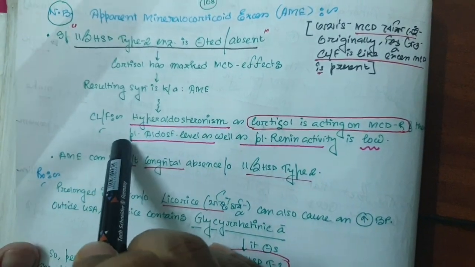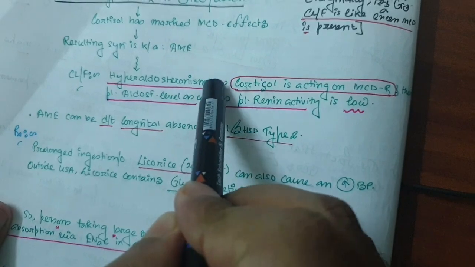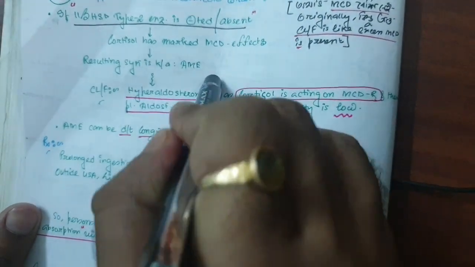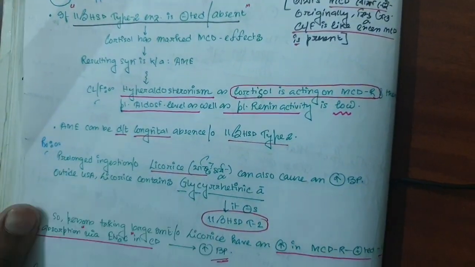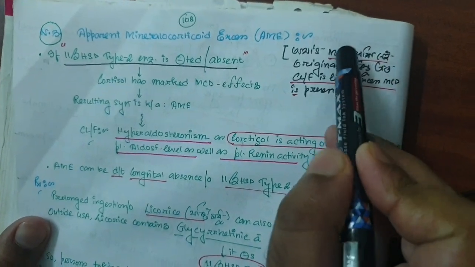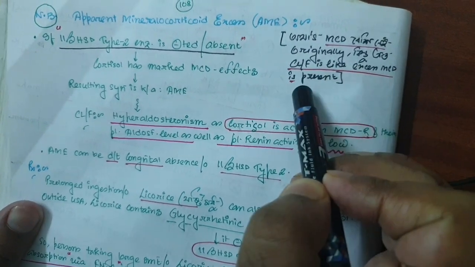So what will be the clinical feature? It will be hyperaldosteronism. Hyperaldosteronism means the aldosterone level is high, but here the aldosterone level is not high. Here the glucocorticoids are doing the effects of the mineralocorticoids. So it means that mineralocorticoid is not in excess, but the clinical feature is like excess mineralocorticoid.